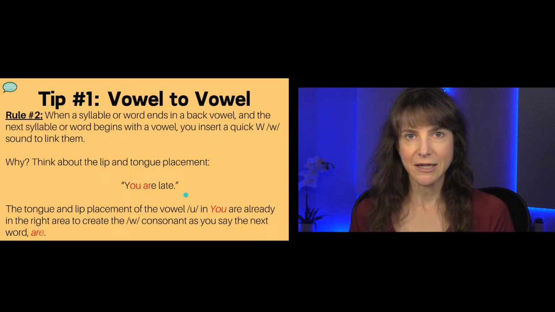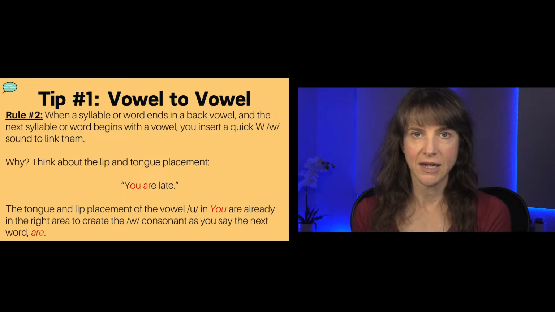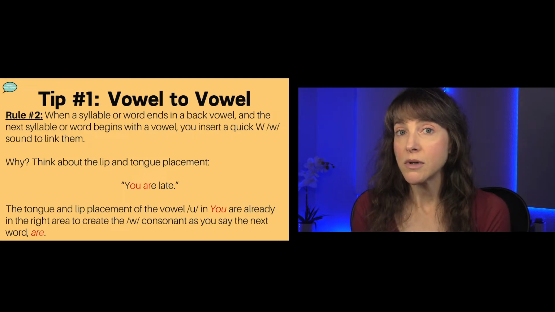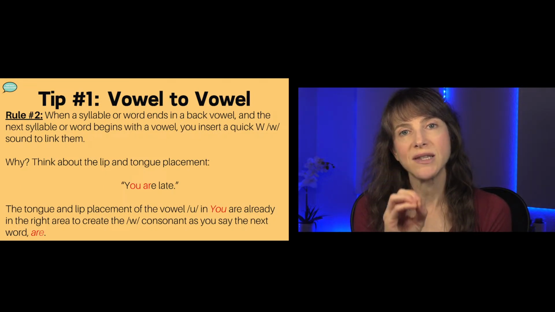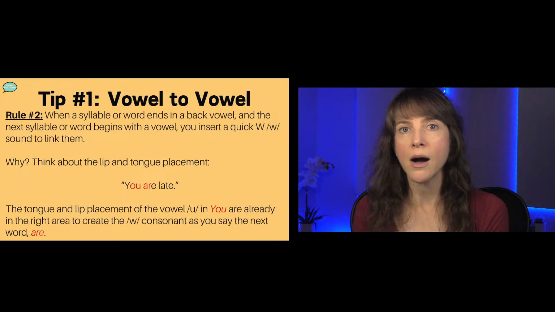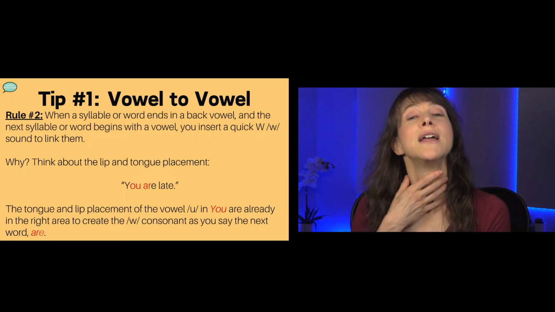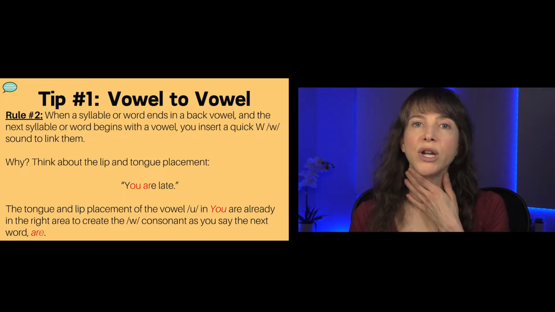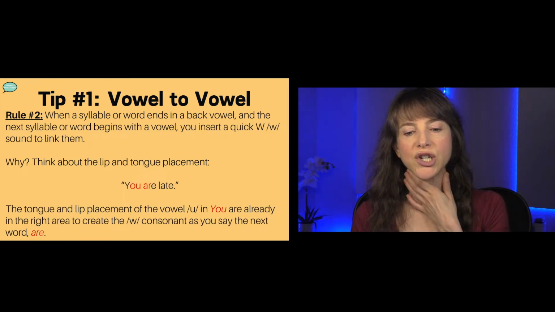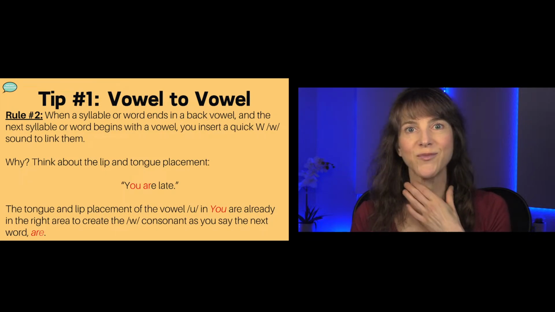You are late. All right, so when I say the oo vowel in you, my lips and my tongue are already in the right area to create the w consonant. So that's why a little w consonant is produced as you transition from you to the next vowel, ah and r. You are. You can use the same tactile cue of putting your hand on your throat to feel the vocal cord vibration. You are. It's not you are. There's no stop.